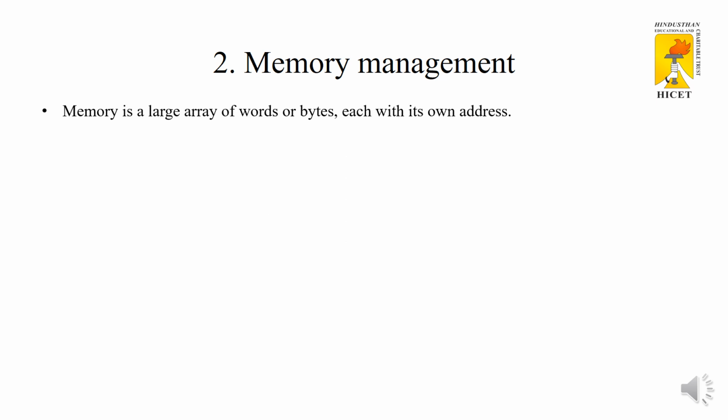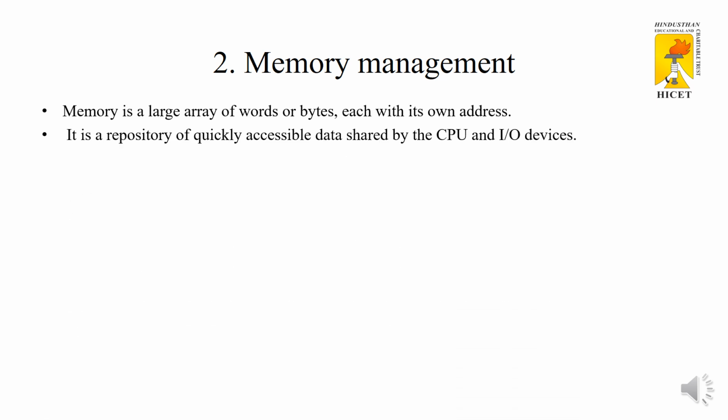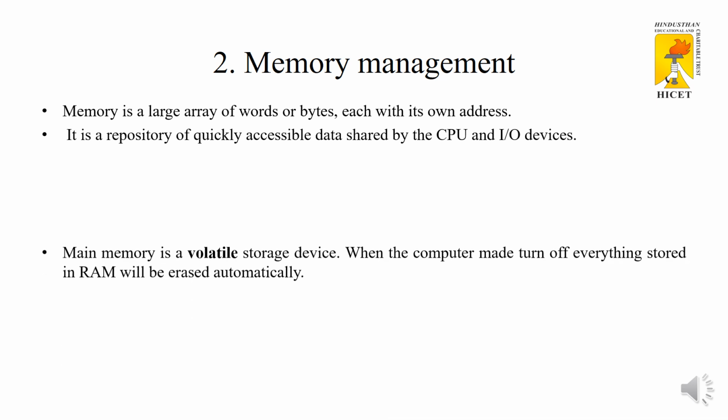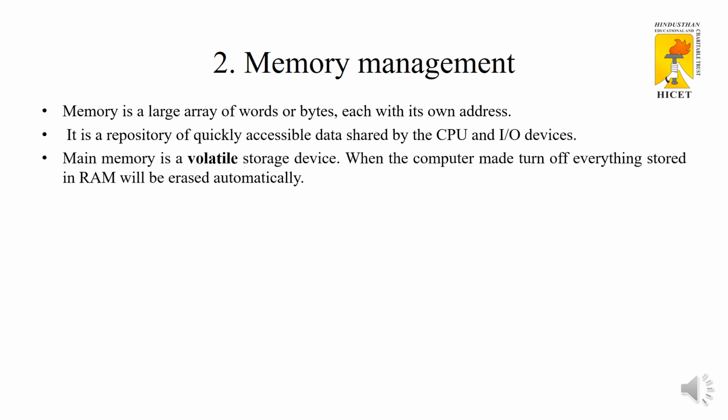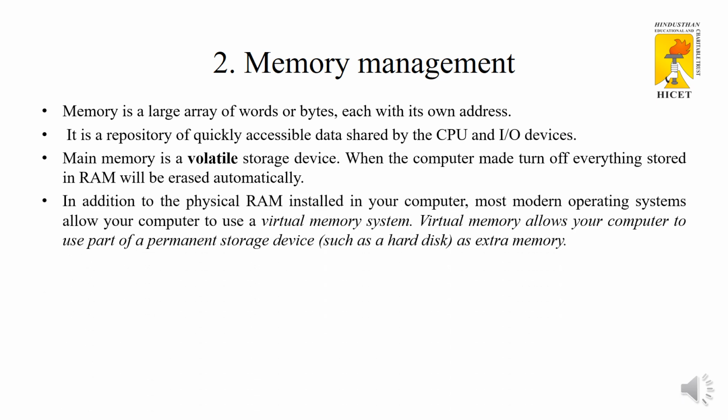Next, memory management. Memory is a large array of words or bytes, each with its own address. Memory is a repository of quickly accessible data shared by the central processing unit and IO devices. The main memory is a volatile storage device: if the power is off, the data in RAM is erased. It is not non-volatile.